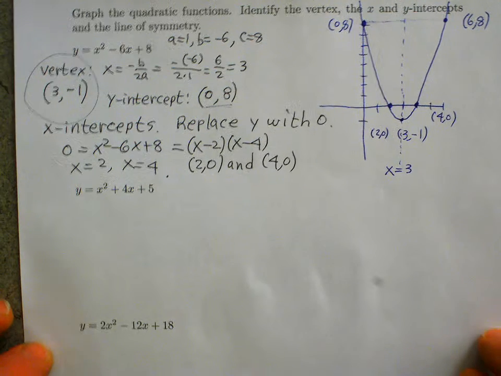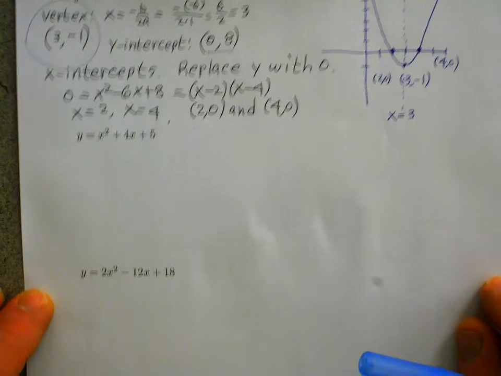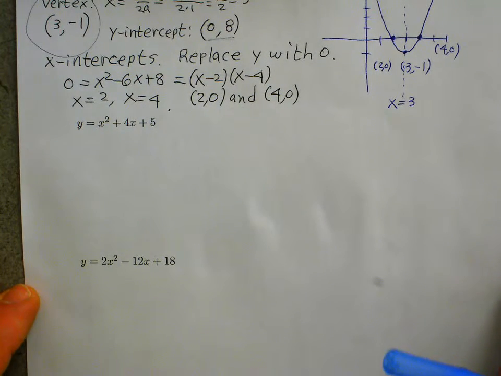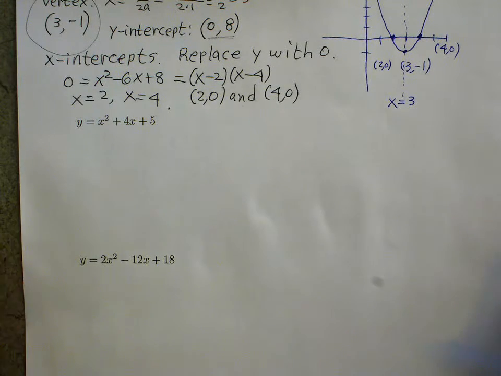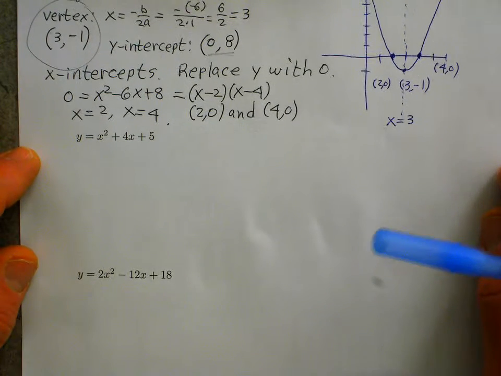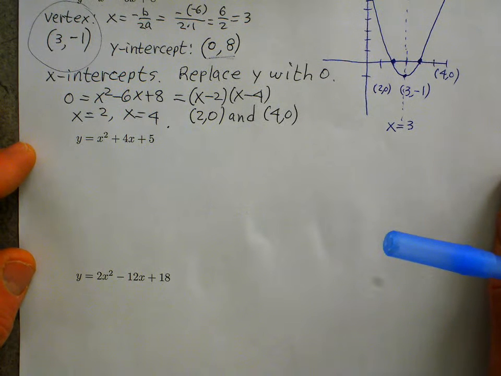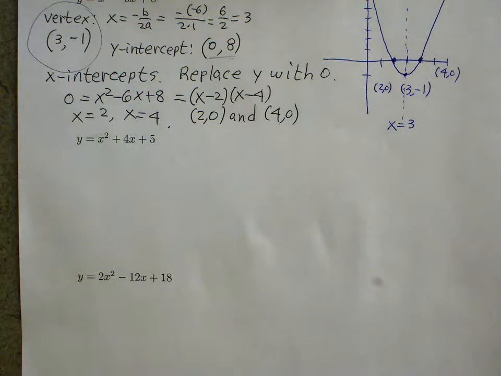Okay, let's do the next one. Y equals x squared plus 4x plus 5. Okay, work on that for a minute or two on your own. Find the vertex, the x and y intercepts if there are any, and find the line of symmetry.